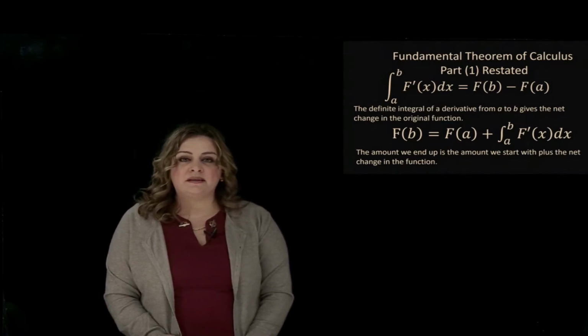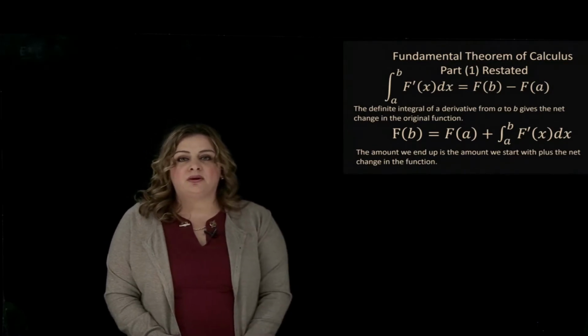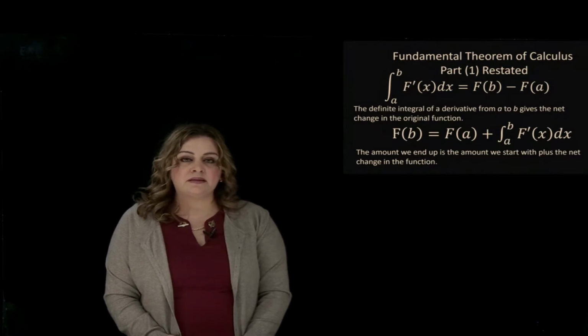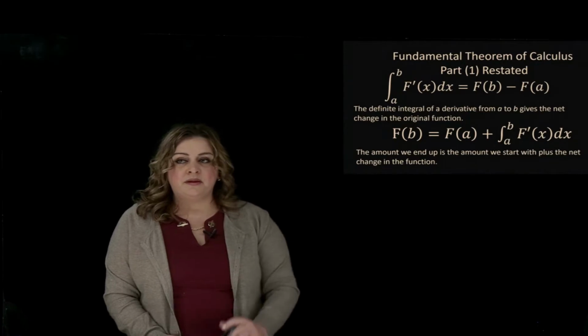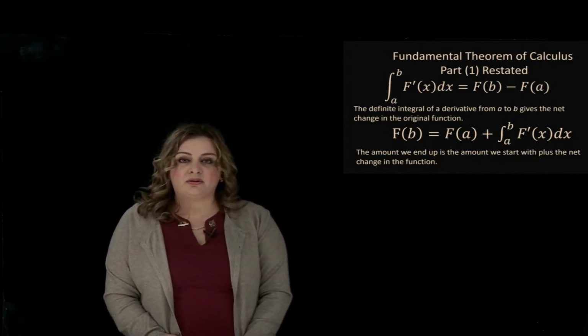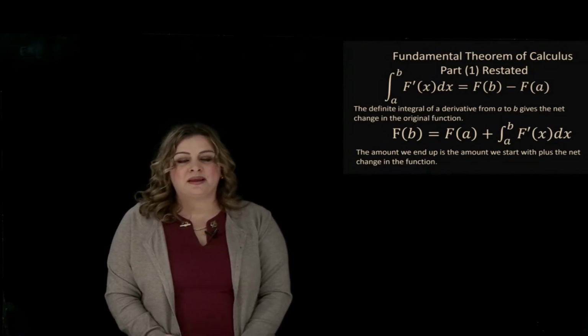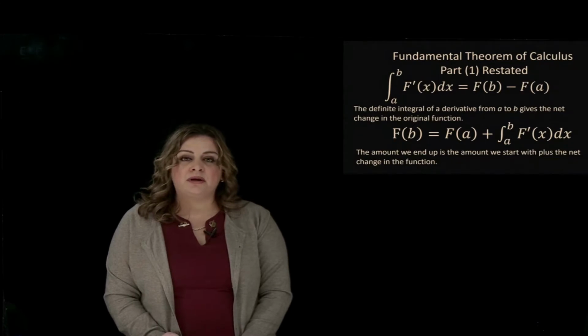Shown on our screen is the fundamental theorem of calculus part 1, which is the integral from a to b of big F prime of x dx equals big F of b minus big F of a, and the restated form of the theorem, big F of b equals big F of a plus the integral from a to b of big F prime of x dx. I will show you using simple algebra how we get to the restated form of the theorem.